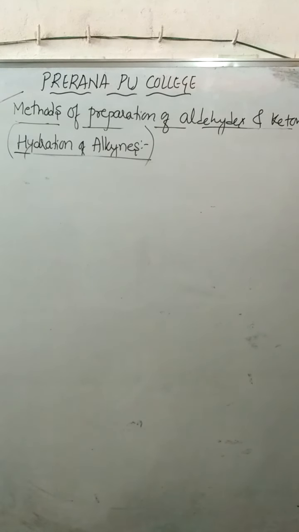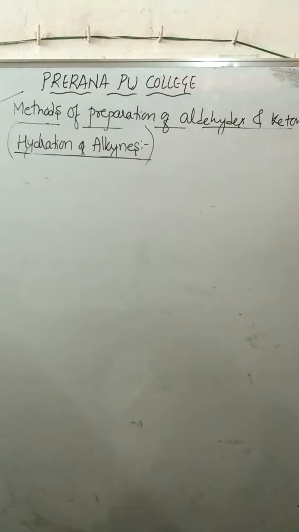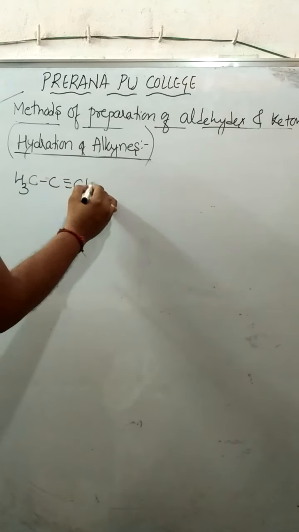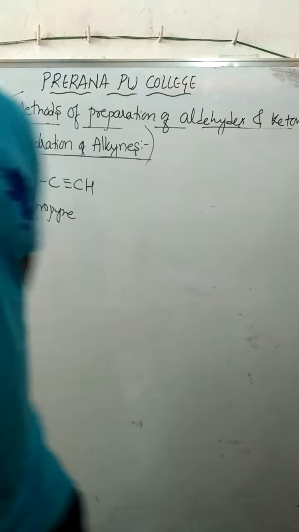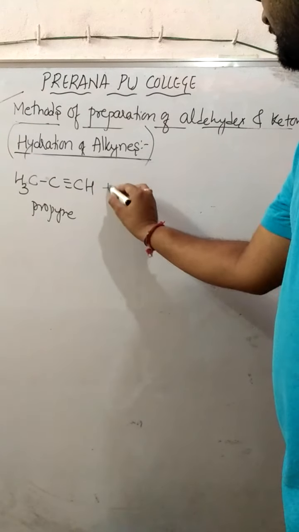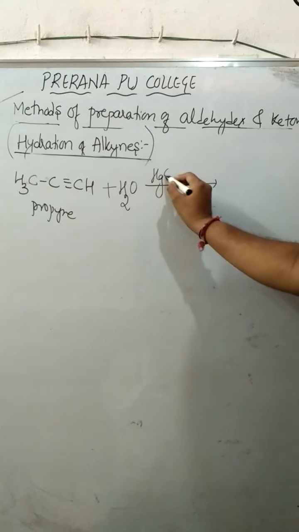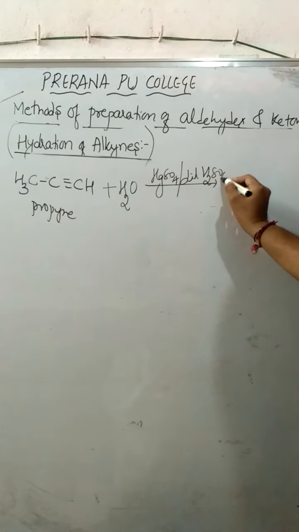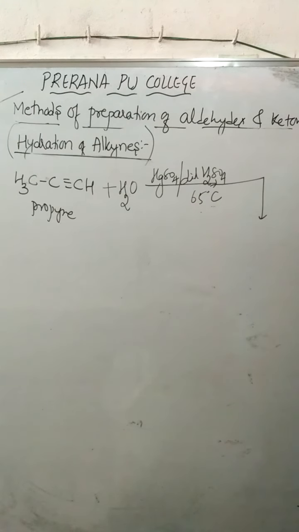So in the same hydration of alkynes, now let us discuss a reaction in which ketones can be prepared. For the preparation of ketones, let us consider an example of what? Propyne. So let us take propyne as an example. When this propyne is subjected to hydrolysis in the presence of mercuric sulfate and dilute sulfuric acid, by maintaining a temperature of 65 degree Celsius.